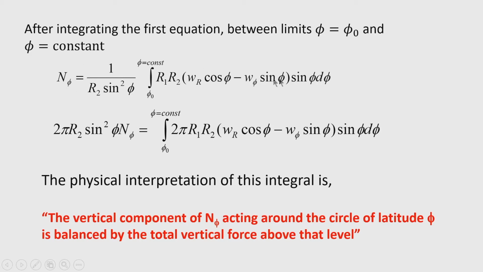Now, this integration has some physical meaning. We have seen it earlier also. Just to recapitulate, I am telling it again. If I multiply the left hand side and right hand side by 2 pi r 2, then we will get 2 pi r 2 sin square phi, and n phi, and inside the bracket these quantities are there. Okay.